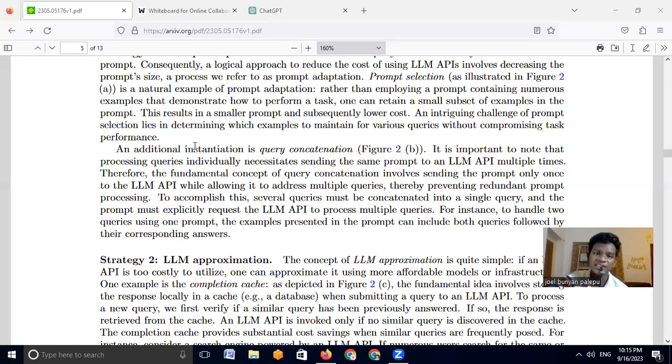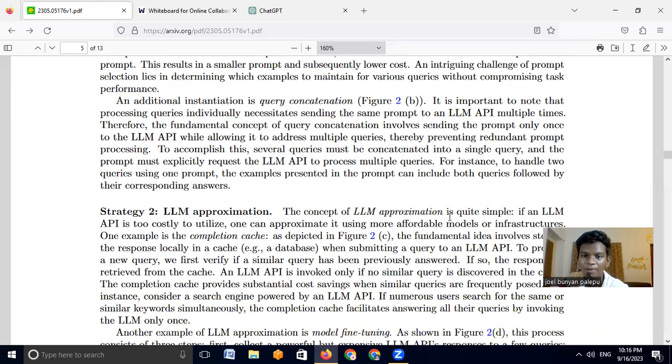Right. And then an additional instantiation is query concatenation. Again, I have already said what that is. It is important to note that processing queries individually necessitates sending the same prompt to an LLM API multiple times. Therefore, the fundamental concept of query concatenation involves sending the prompt only once to the LLM API while allowing it to address multiple queries, thereby preventing redundant prompt processing. To accomplish this, several queries must be concatenated into a single query, and the prompt must explicitly request the LLM API to process multiple queries. Right. For instance, to handle two queries using one output, the examples presented in the prompt can include both queries followed by their corresponding answers. Pretty intuitive, right?